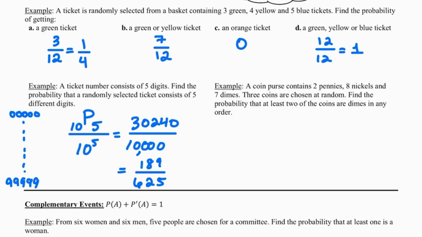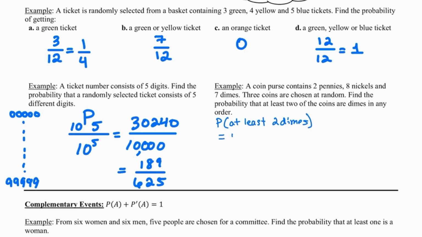What about if you have a coin purse? This is another typical probability question. You have a coin purse that contains 2 pennies, 8 nickels, and 7 dimes. Find the probability that at least 2 of the coins are dimes in any order. So I'm going to introduce you to some notation. P parentheses, almost like f of x, at least 2 dimes is a way for us to write the probability of at least 2 dimes.